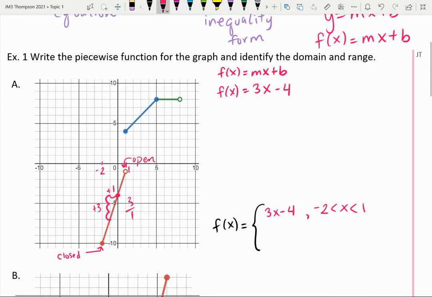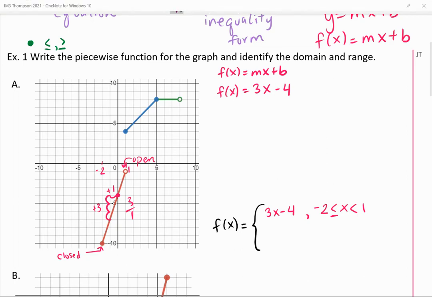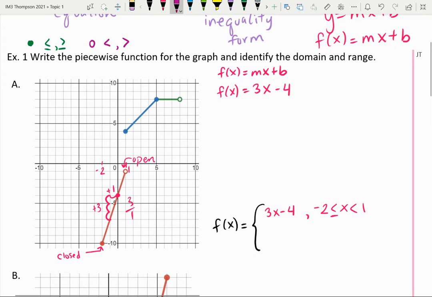And then I have to pick the appropriate signs. Because my first dot is closed, that's going to mean less than or equal to. And my next dot is open, so that's going to be just less than. So if that's a helpful note to make, I'll make that note over here. If it's a closed circle, then I'm going to have either less than or equal to or greater than or equal to. If I have an open circle, then that's either going to be less than or greater than. All right, so I've got the red part of the function.